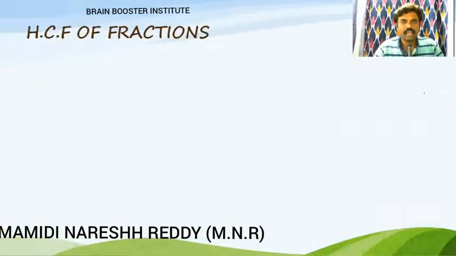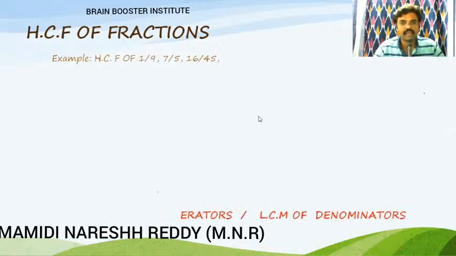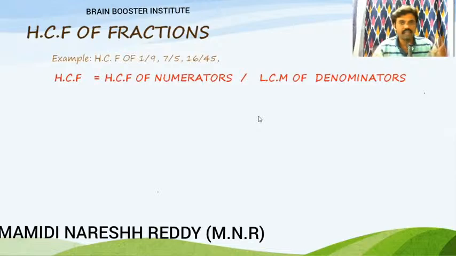Okay, let's take an example now. The example is the HCF of 1 by 9, 7 by 5 and 16 by 45. Let's find the HCF of these three fractions. Let us write the formula, which we have already learned: HCF is equal to HCF of numerators by LCM of denominators.